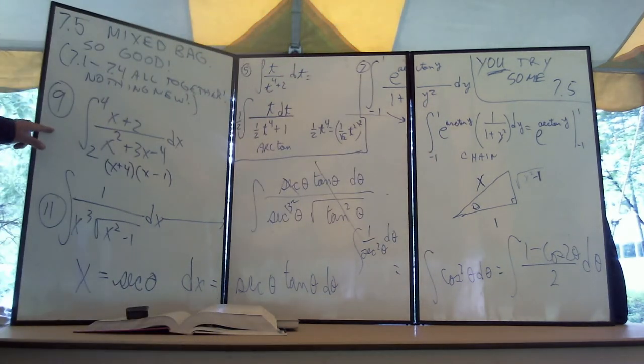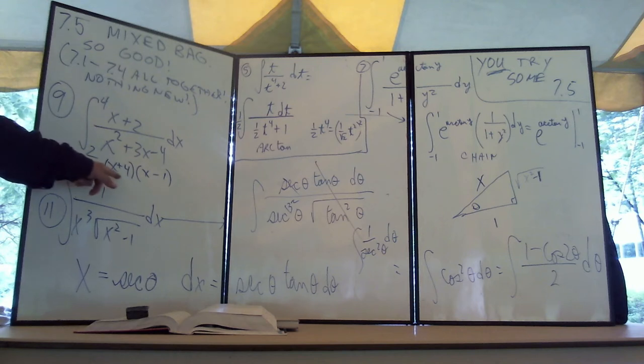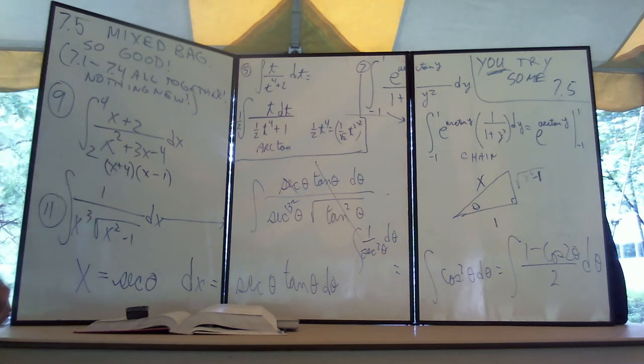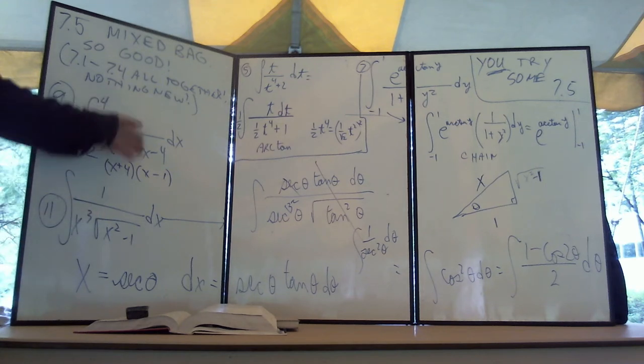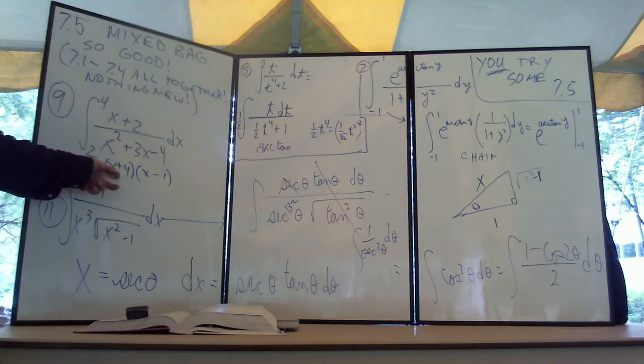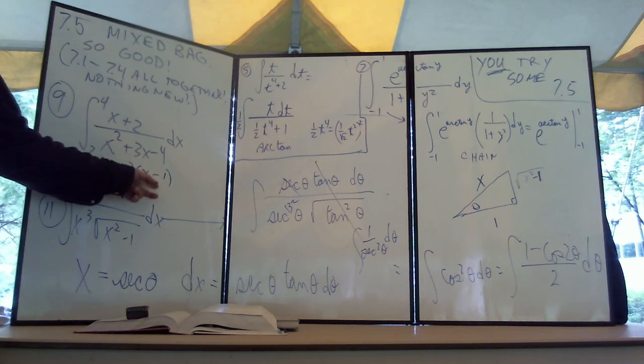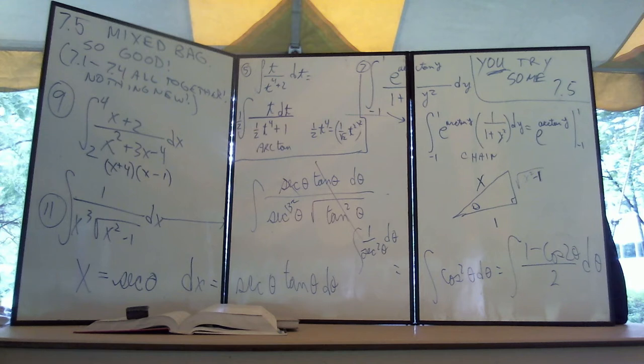All right, looking at number 9. We spotted that you can factor the downstairs. Well then this is partial fractions. That's 7.4. You got to go off to the side, do the partial fractions, rewrite this integral, and you're going to get something over x plus 4 plus something over x minus 1. Both of those are natural logs. Then you're going to evaluate the limits of integration.